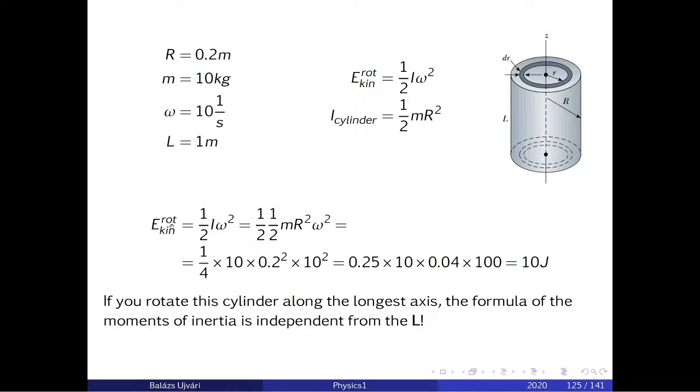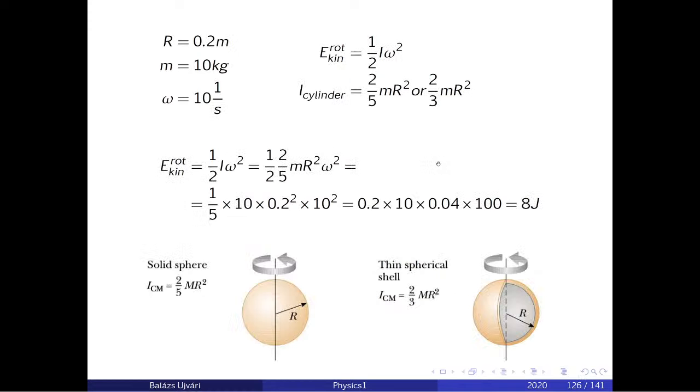So let's calculate the rotational kinetic energy. 1 over 2 moment of inertia times angular velocity square. Let's write here 1 over 2 mr square, and if you calculate it, at the end you will have 10 joules. And look, if you rotate along this axis, it can be 1 centimeter or 1 meter long, it doesn't matter. Of course, if you rotate this cylinder with a horizontal axis, the L should be in the formula.